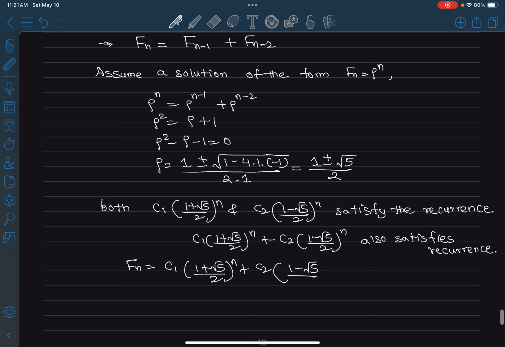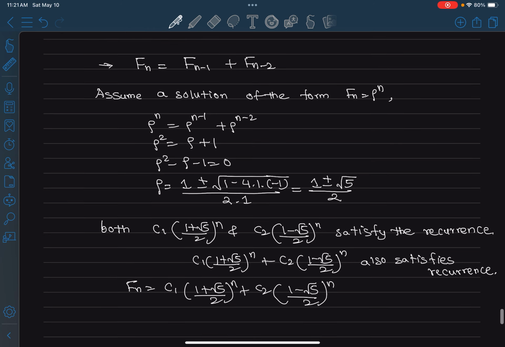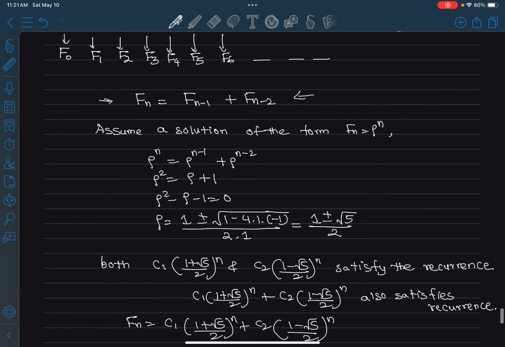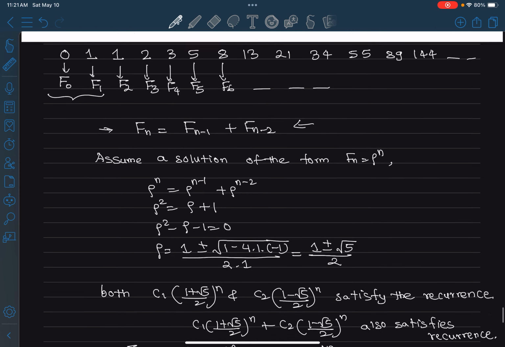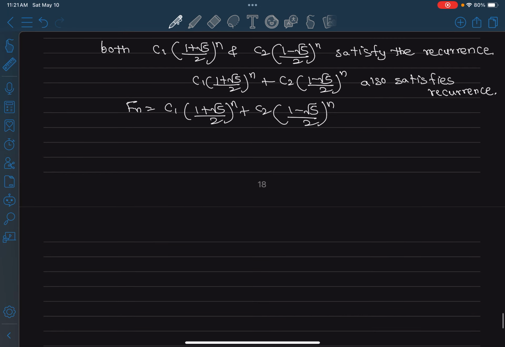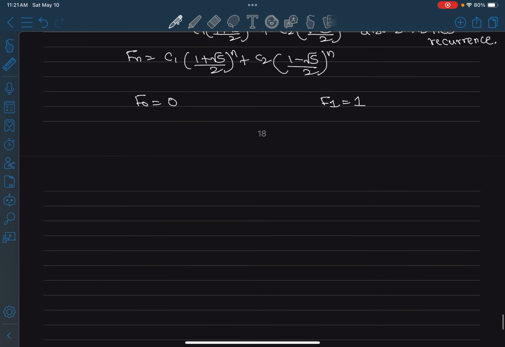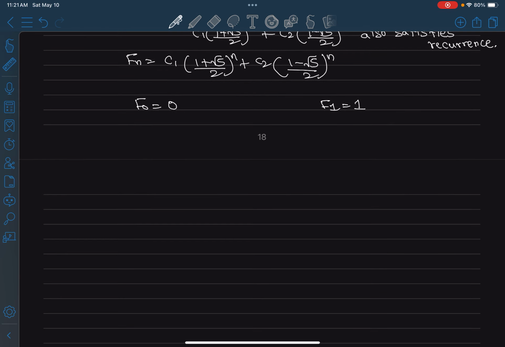Now, this is just the general solution to the recurrence relation, right? But we also have initial conditions, these two criteria that define the sequence. So we also want to satisfy the fact that f sub 0 is 0 and f sub 1 is 1. To satisfy this, we just make substitutions and try to solve for C1 and C2. If we substitute n as 0, we get 0 equals C1 times 1 plus C2 times 1, which is C1 plus C2.